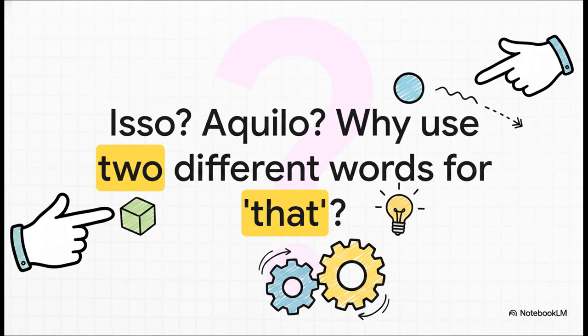So that's the big question, right? Why the switch from isso to aquilo? What's the invisible rule that's going on here? It's a super common sticking point for learners, but I promise, once you see the logic, you will never look at these words the same way again. And the answer is actually incredibly simple.